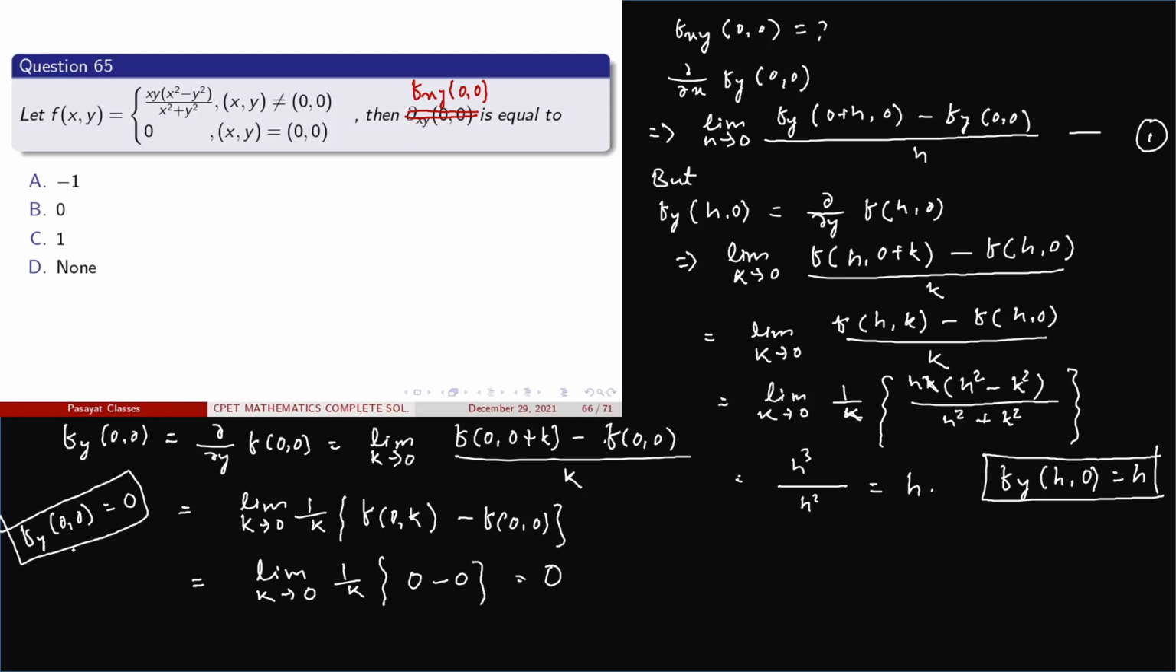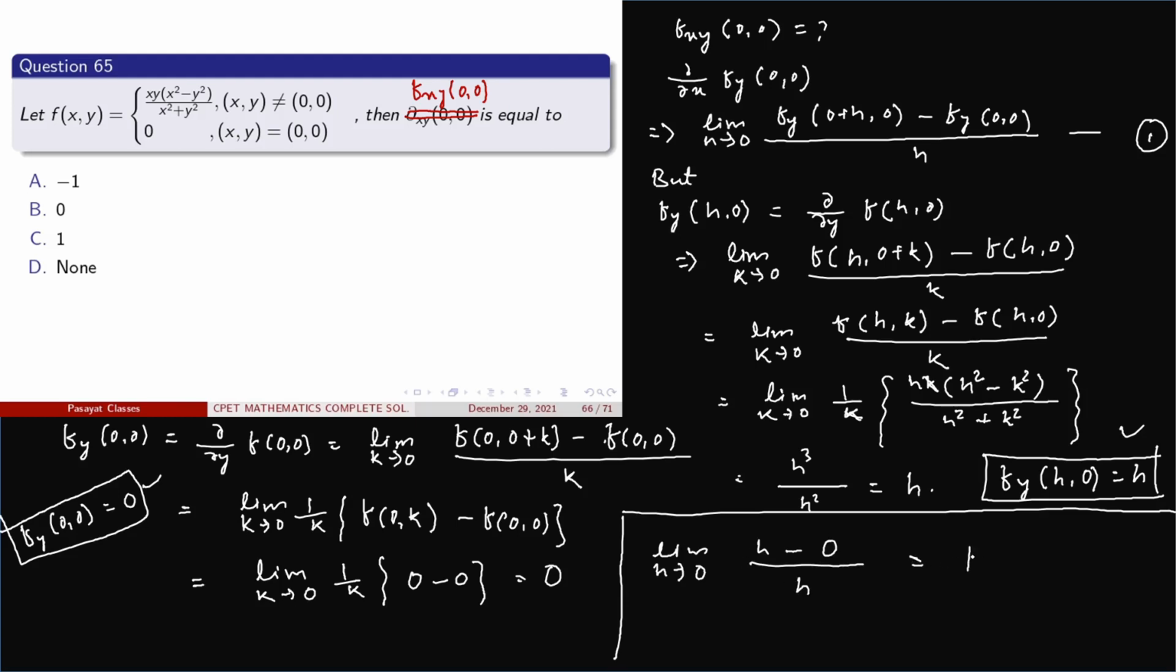Now putting this value and this value in equation 1, we get the result. Here limit h approaching 0, and fy of h comma 0 is equal to h. So this one is h minus 0, whole divided by h. So this h cancels out and the final answer is 1. That means the correct answer is option number C. So the correct answer is 1. Clear? Now come to the next question.